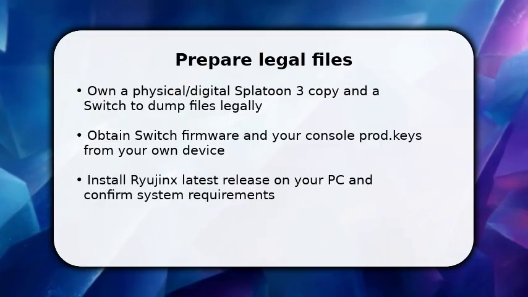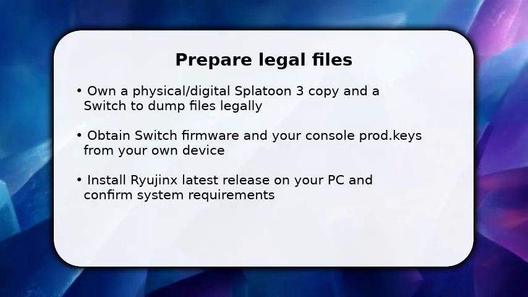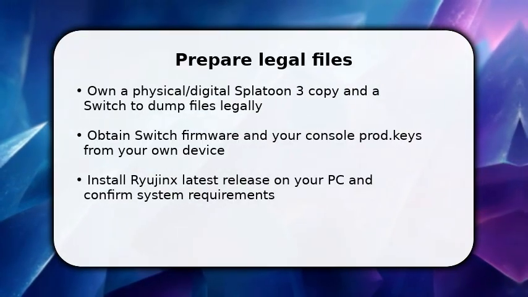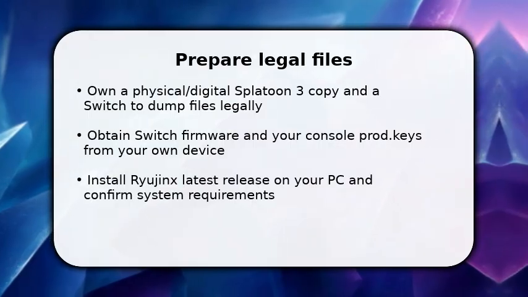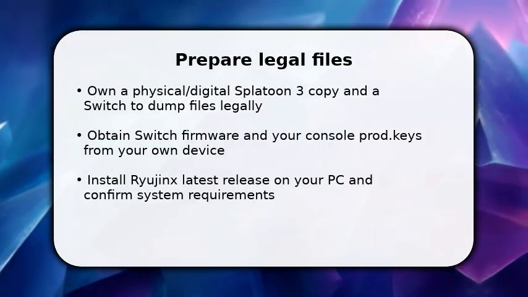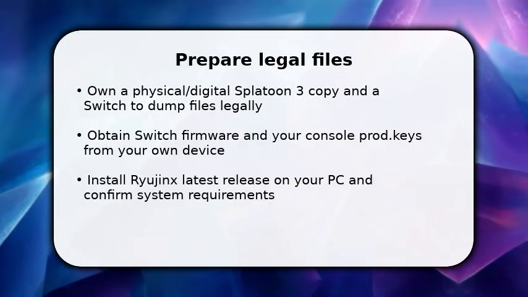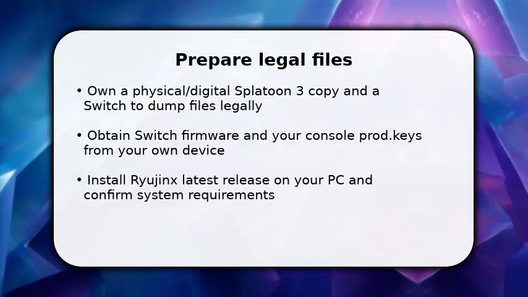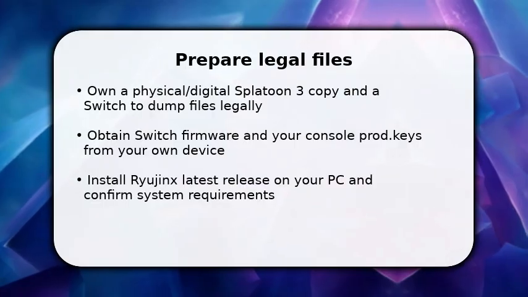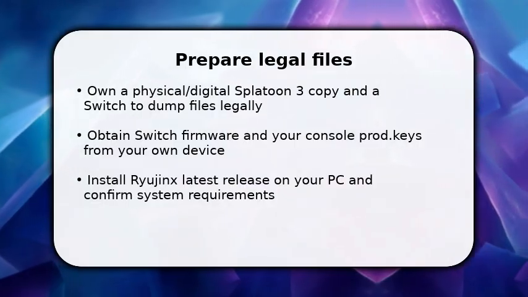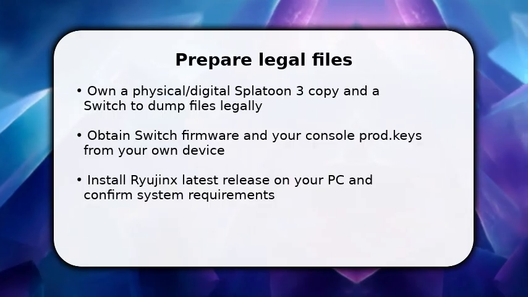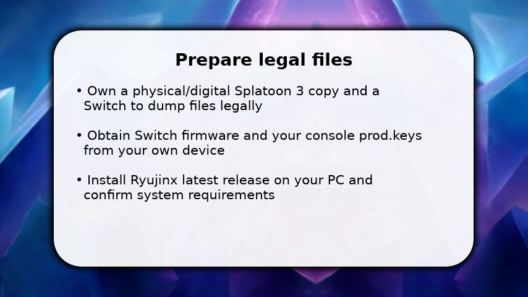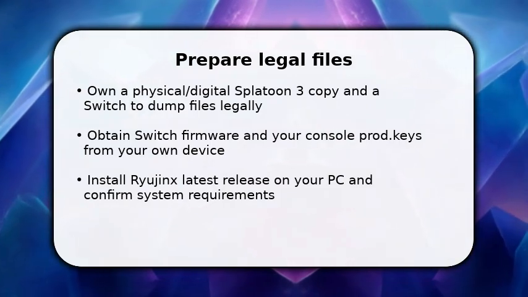You start by gathering only legal personal files: your Switch firmware, prod.keys, and a dumped copy of Splatoon 3 from your own console. Once done, install the latest Ryujinx build and check GPU drivers and DirectX/Vulkan support so the emulator can access hardware acceleration. Make sure save backups are kept in a separate folder. Doing this avoids DRM bypass and ensures stable emulation. You need correct keys and firmware, so Ryujinx can decrypt and run the game without errors.